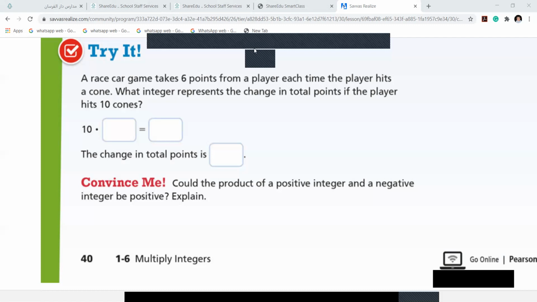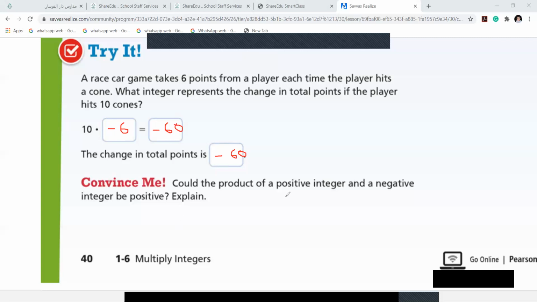So I put here minus sign, minus 6. Who's going to tell me this? Yes, Noor? 10 times 6 is how much? 60. And simple, when you see, minus 60. Don't go with the bigger value, you will just put the opposite. The change in total points is minus 60. This is your answer. Don't you think it's very easy? Yes.